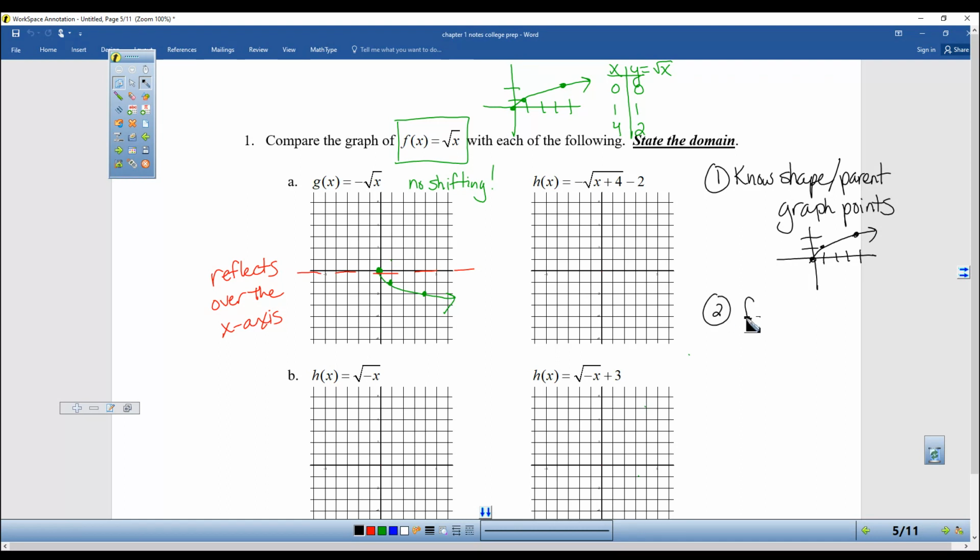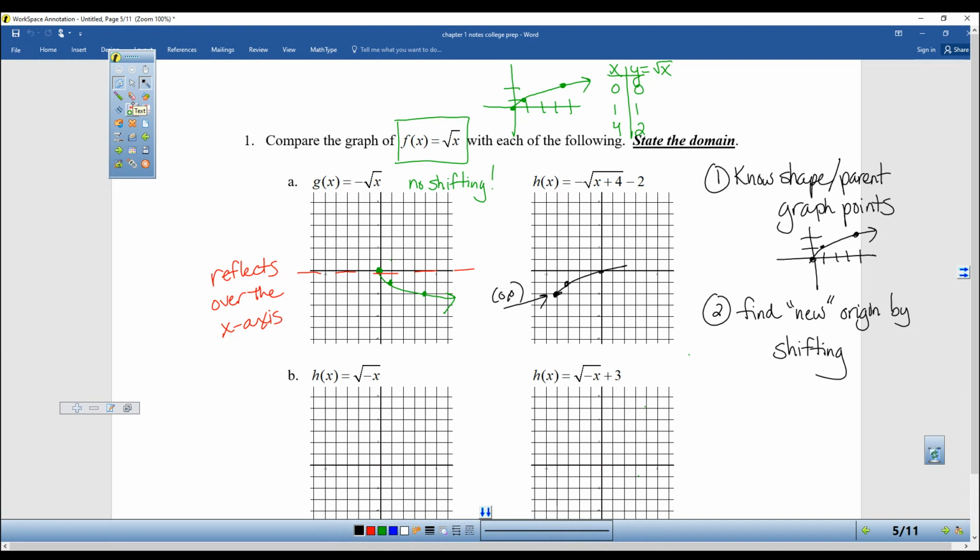Second, you need to find the new origin by shifting. So for me, I look at this one and say, oh, this one's going to go back 4 and then down 2. Back 4 and down 2. Remember, not plus 4 and minus 2, back 4 and down 2. So that's my new origin. If that minus wasn't there, I could just go 1, 1. So I pretend that that's my new 0, 0. And then I do 1, 1, 4, 2.